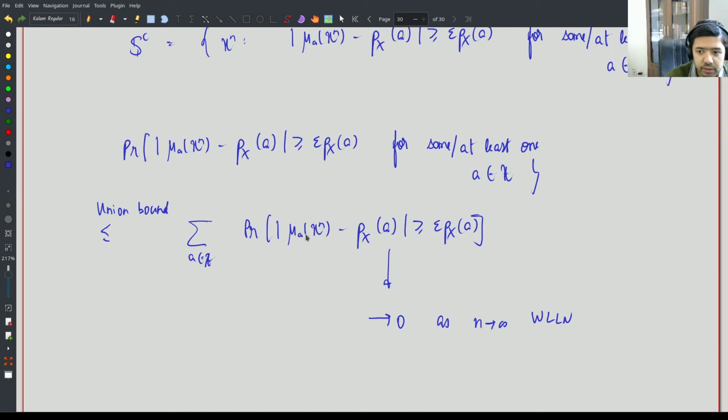Any questions? Okay, so with this we'll wrap up our discussion on source coding for now, and then we'll move to the problem of channel coding.